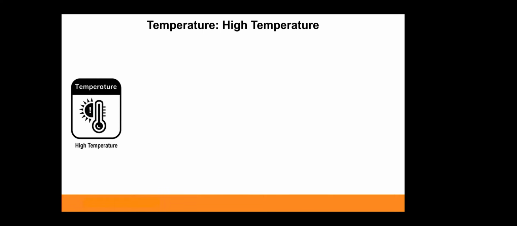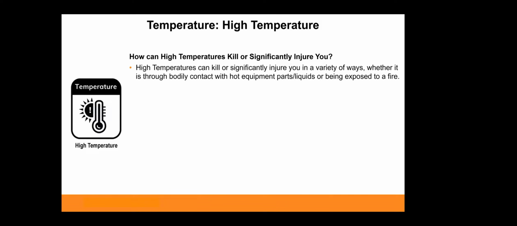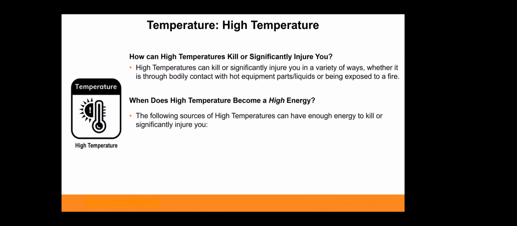The third icon is high temperature. High temperatures can kill or significantly injure you in a variety of ways, whether it is through bodily contact with hot equipment, parts, or liquids, or being exposed to a fire. The following sources of high temperatures can have enough energy to kill or significantly injure you.